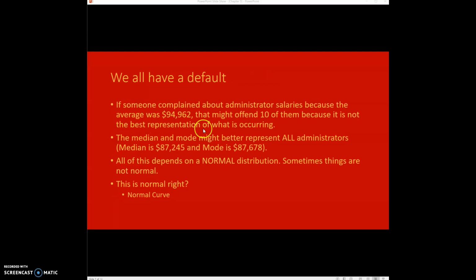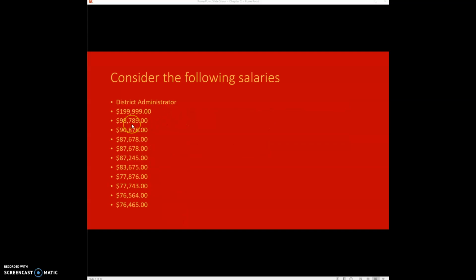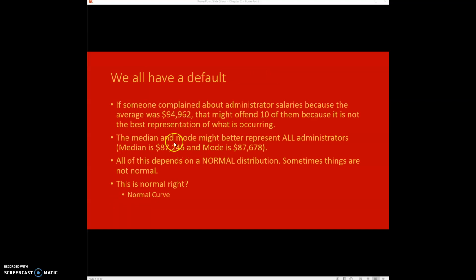If someone complained about the administrator salaries because the average was $94,962, that's probably going to offend 10 of them because it's not the best representation of what's occurring. So look at this number. There's not very many people that are making that, and actually most of them are making well below that. That's why these 2 numbers, and actually this one in particular, is causing a problem. It's not the best measure of central tendency. The median and the mode better represent all the administrators, where the median is 87,245 and the mode is 87,678.